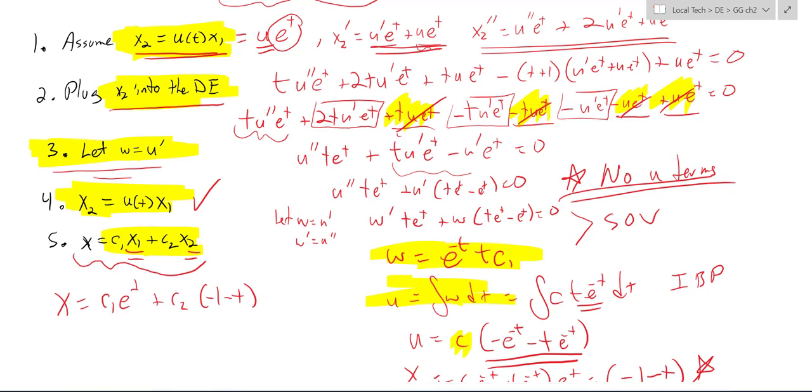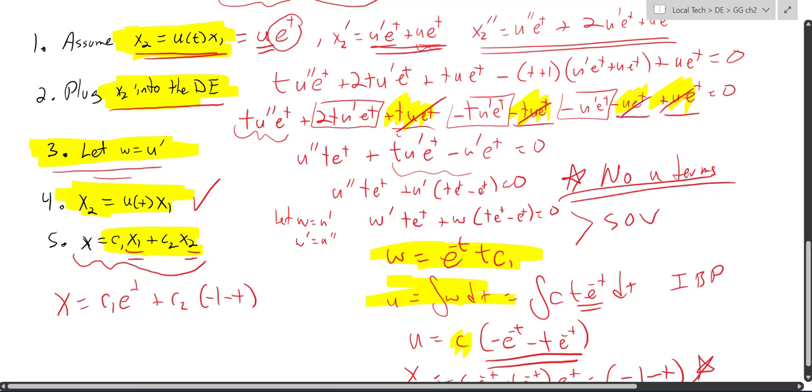All right, big, long, ugly process. We're going to simplify that in class, but for now, that is the process of reduction of order.